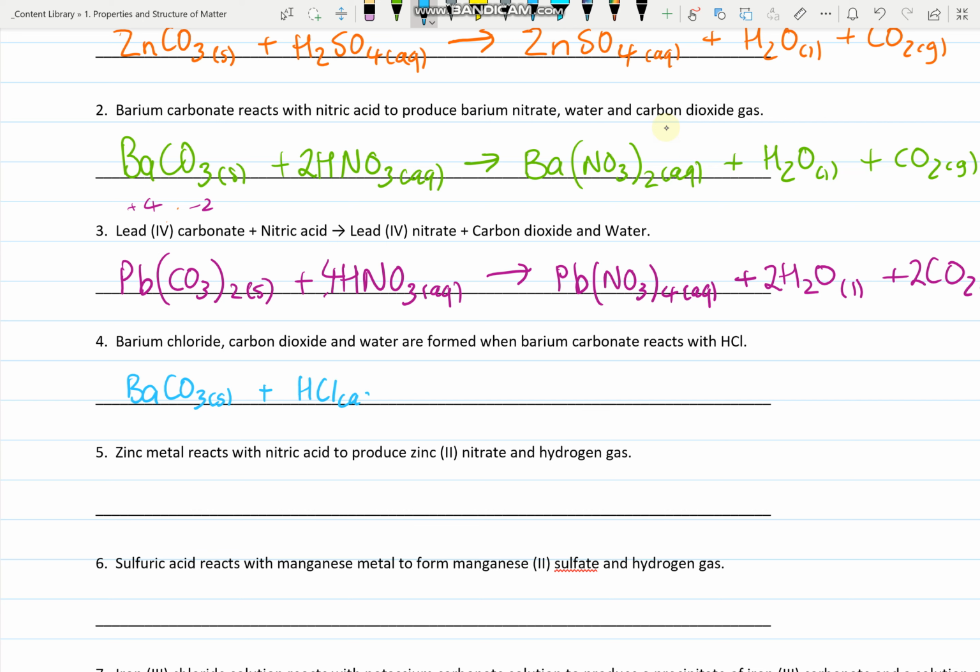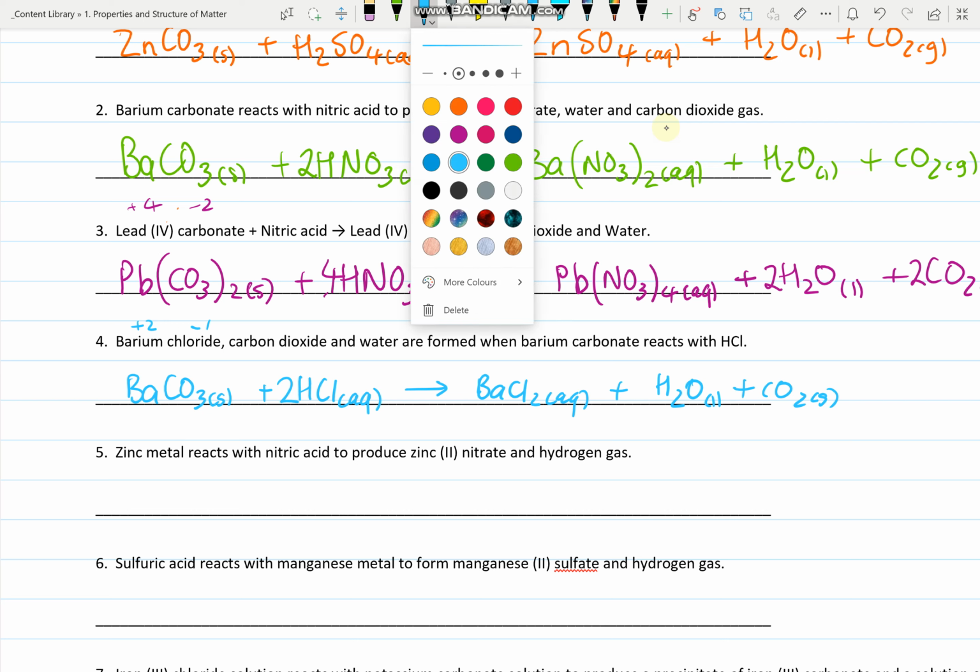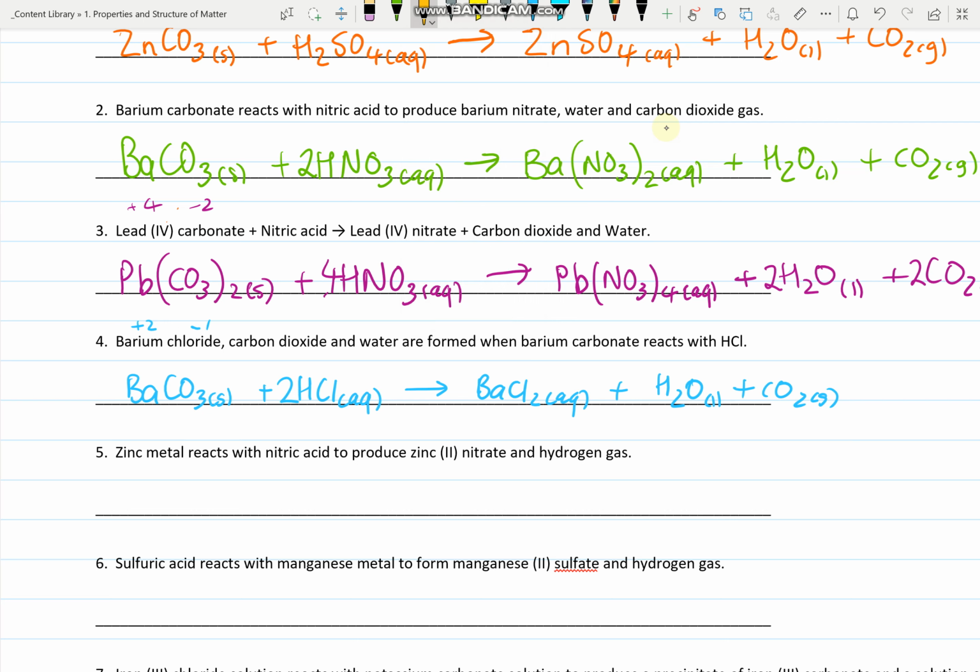HCl, all acids are aqueous. Barium chloride. Barium's group 2. It'll be 2 plus. Chlorine is -1. So you got +2 and -1. I need 2 chlorines. So barium chloride aqueous plus. It's getting pretty easy at the end here because all I do is keep writing the same products. And really easy fix. Best thing about it is I get a new color. Yellow it is. All right, I think that's 4 metal carbonates in a row.